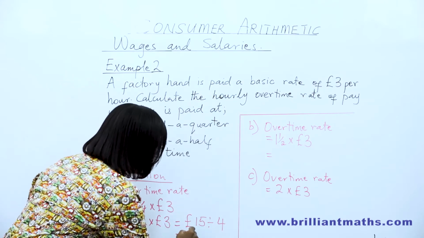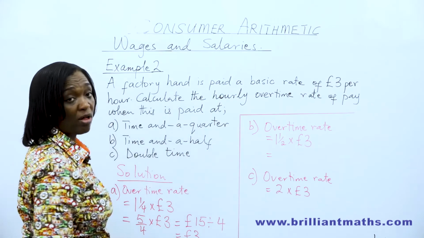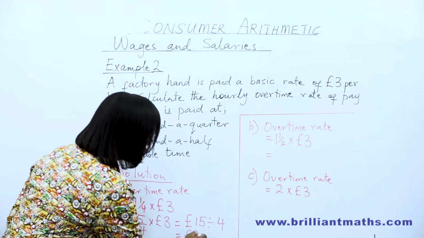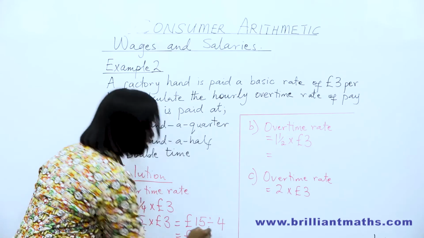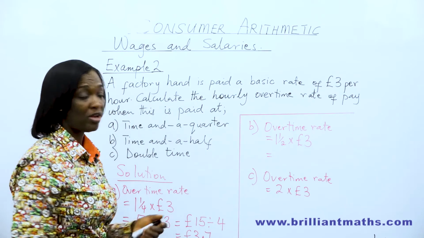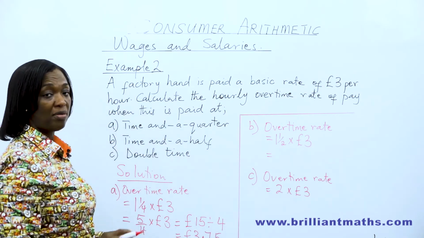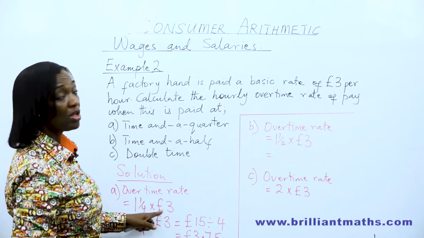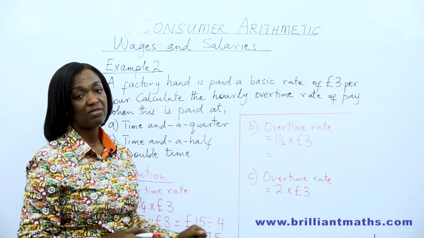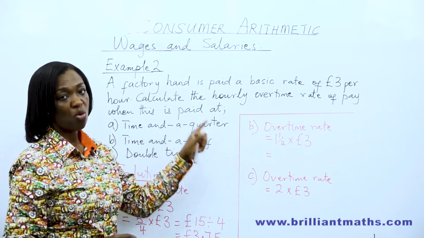4 in 15 is 3, and that is 12. 15 minus 12 is 3. So 4 in 30 is 7, 28. Remember 2. And 4 in 20 is 5. So for every extra hour, instead of getting paid £3, the factory hand gets paid £3.75. That is time and a quarter.